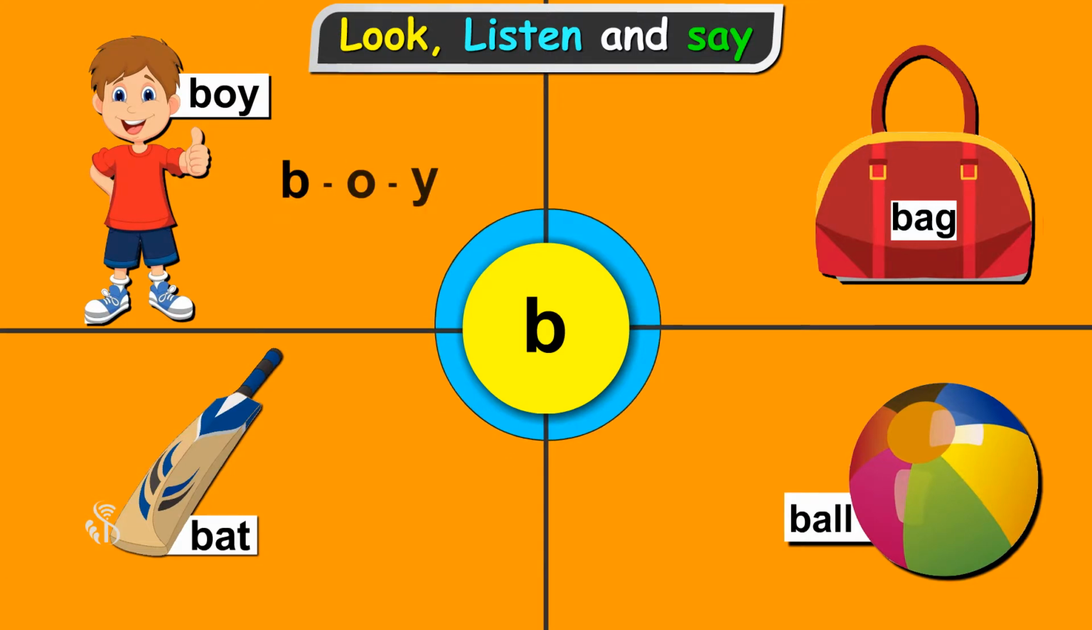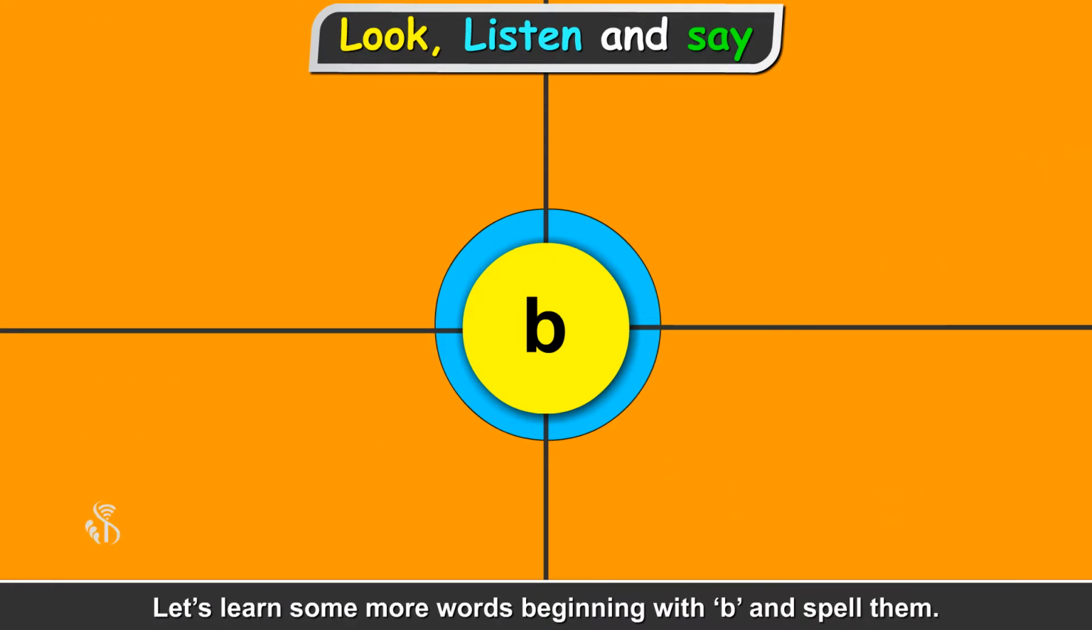B-O-Y, boy. B-A-T, bat. B-A-G, bag. B-A-L-L, ball. Let's learn some more words beginning with B and spell them.